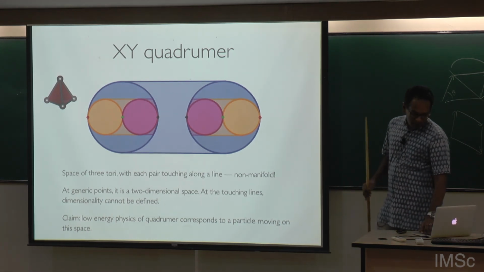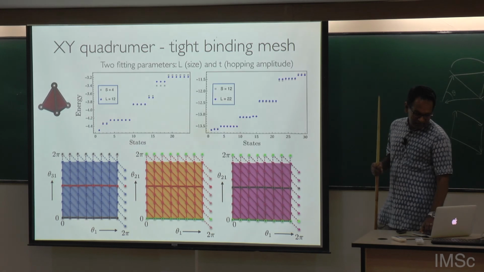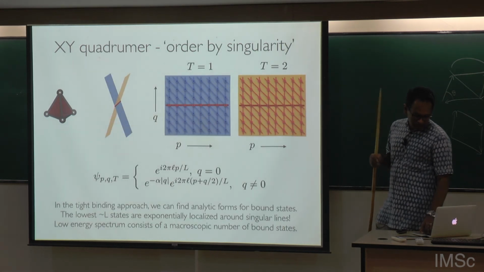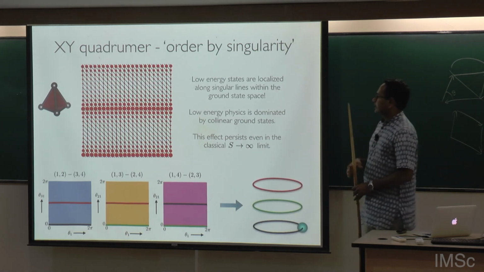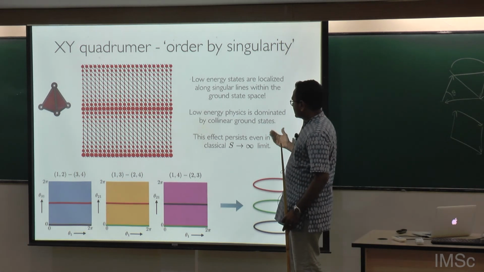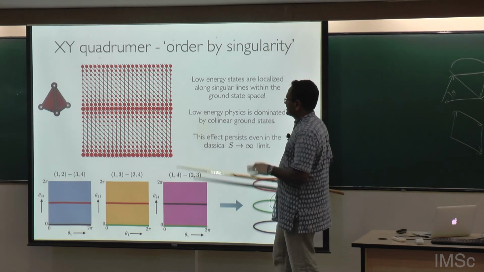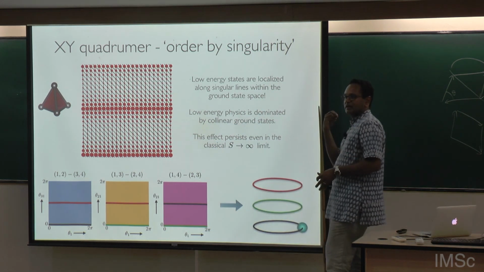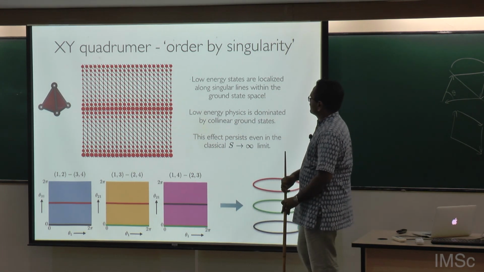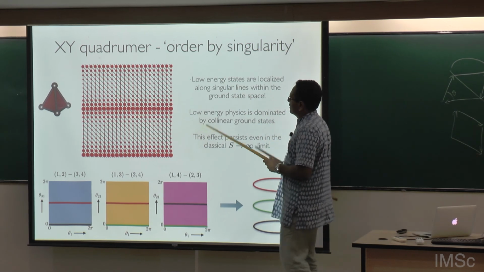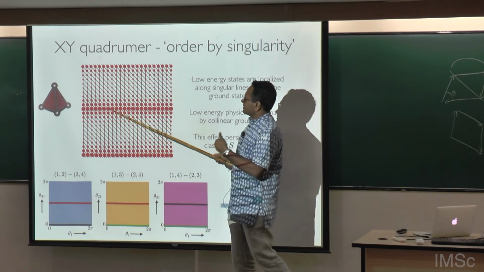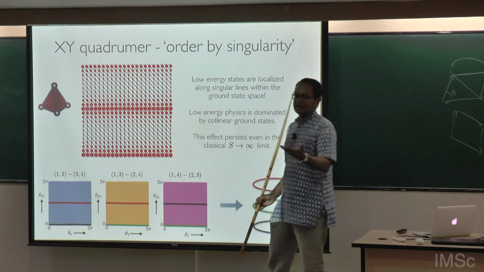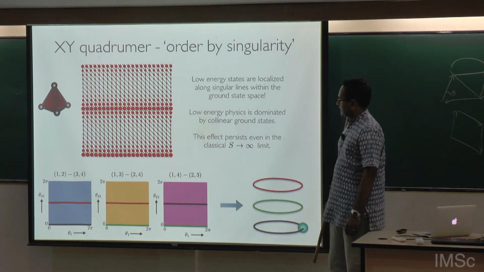Here we find some interesting effect. Let me just skip lots of details. What we see is that if a particle is to move in this space, it gets stuck to those lines where the space intersects with itself. So the particle gets stuck to singularities. We call this effect order by singularity, and we claim that this physics can be seen in a magnet with 4 spins.